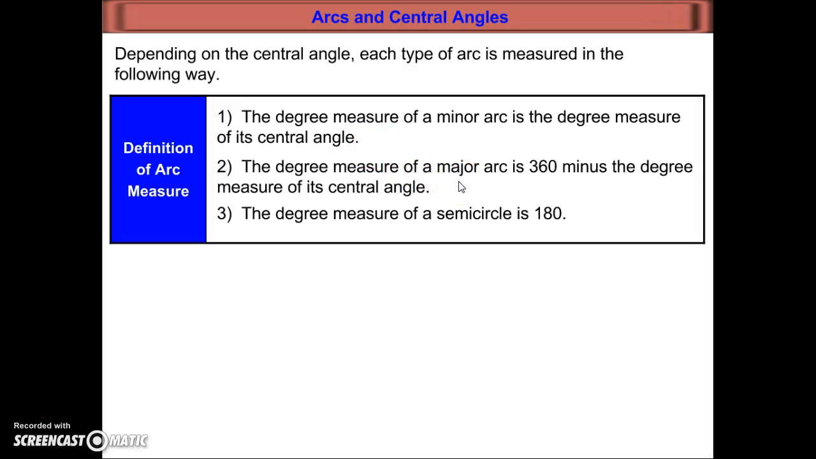Major arcs, you could use arc addition on this too. If you have smaller arcs that make up your larger arc, you can add up the smaller arcs. Or, like it says here, you could take 360 degrees minus the measure of the central angle and get the major arc. And a semicircle is half the circle. A circle is 360 degrees, so half of 360 is 180. A semicircle is always going to be 180.